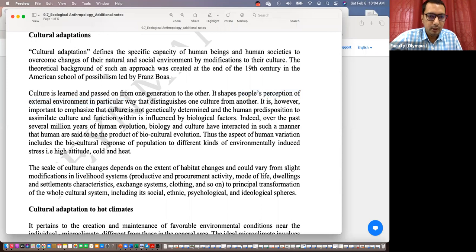Of course, culture is not genetically determined. What we do in terms of culture may not be determined genetically, but the human predisposition to assimilate culture and function is influenced by biological factors, right? Having those cultural behaviors is influenced by our biological needs. So culture may not be defined by our genes, but our biological needs define what we eat, what we wear, where we live. So cultural adaptations are definitely defined by biological factors.